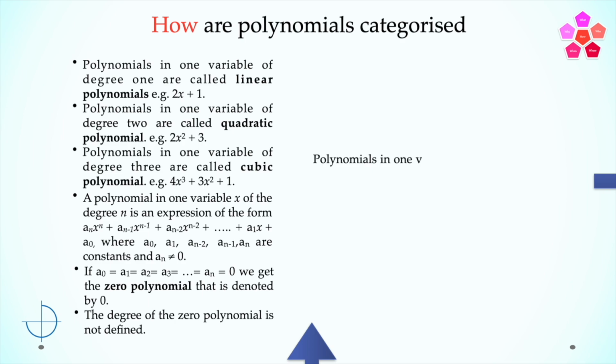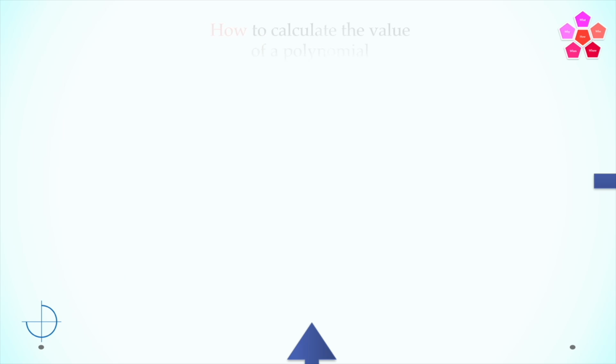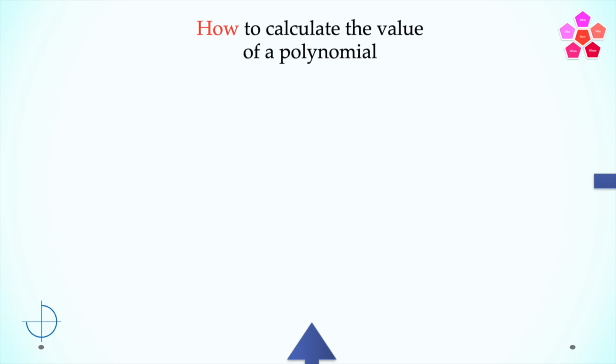Polynomials in one variable are expressed as a value of p(x) or q(x) and so on. So any polynomial can be expressed as p(x) is equal to x cubed plus x plus 1. And similarly q(x) can be expressed as 2x squared plus 3. So by now we have understood the categorization of polynomials. And next, we are going to try to understand how to calculate the value of a polynomial.